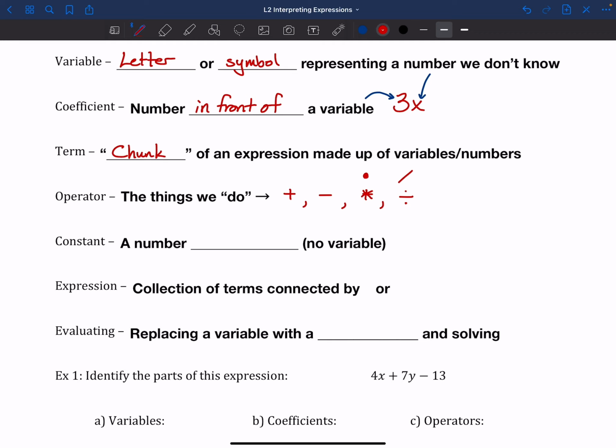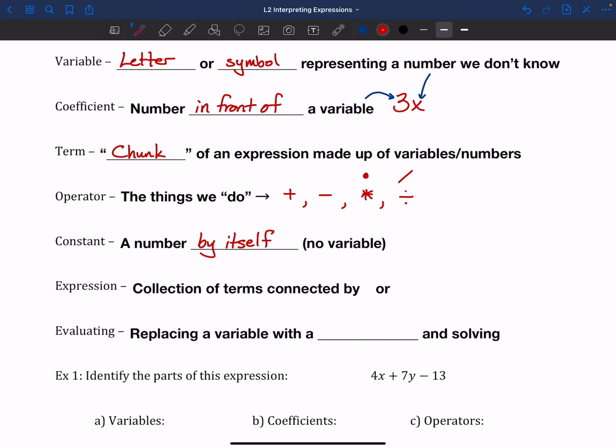The constant, however, is a little bit different than all of these. It's just kind of base level. It's a number by itself, right? There's no variable to it. So whereas above where we wrote 3x, the 3 in that case is a coefficient. If we got rid of the x and we just had the number 3, all by itself, no variable in sight, then that's just a constant.